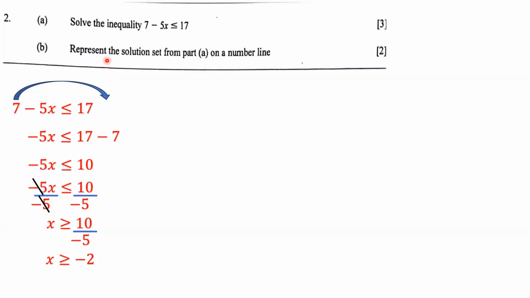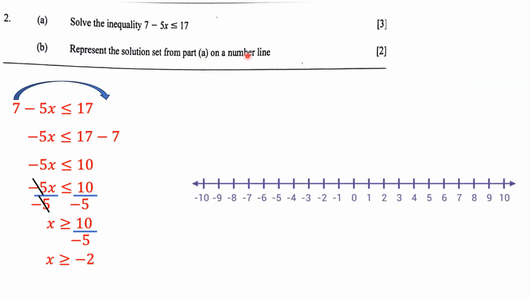Part B says represent the solution set from part A on a number line. And so we have to write our number line and find negative 2 on it. There is negative 2, and we're going to shade this circle. The reason why we shade this circle is because there's a line underneath this sign. If there wasn't a line, we would just leave this circle unshaded, just put a circle on top of negative 2.